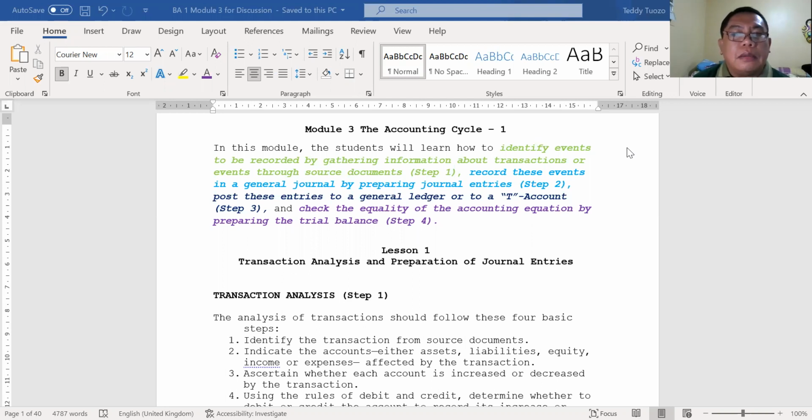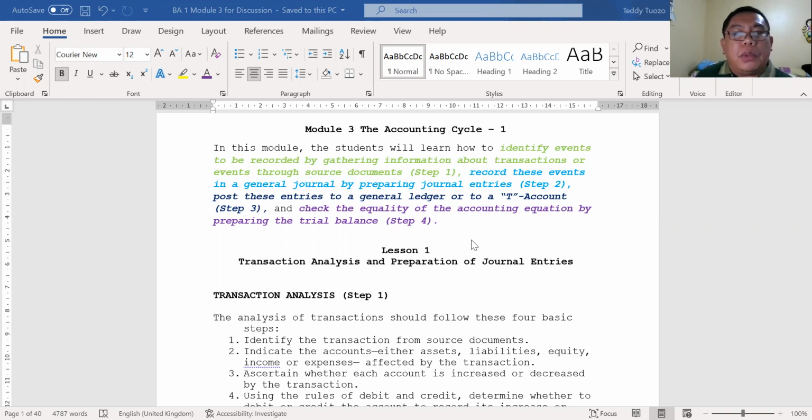And the last one for this module, you will check the equality of the accounting equation by preparing the trial balance. Actually, when we prepared the financial transaction worksheet, the bottom figures or the totals that we computed, we checked if assets is equal to liabilities and capital is being maintained. Here, we don't do that anymore, but we prepare the trial balance. So a formal statement, no? Checking the equality of the accounting equation.